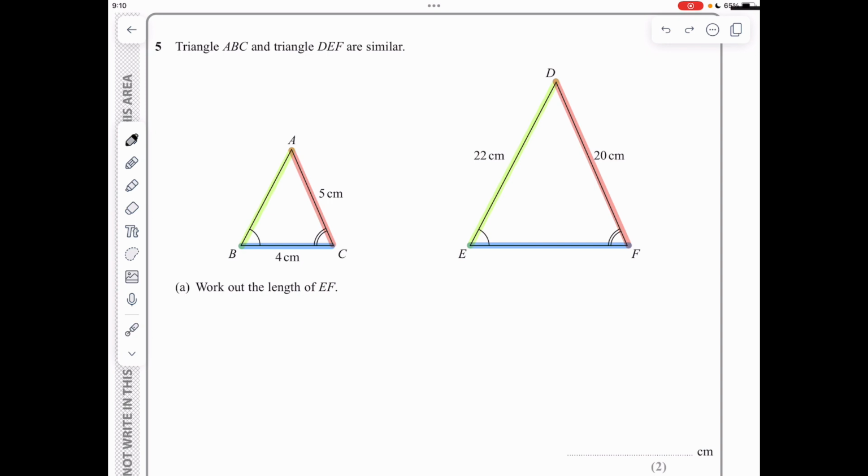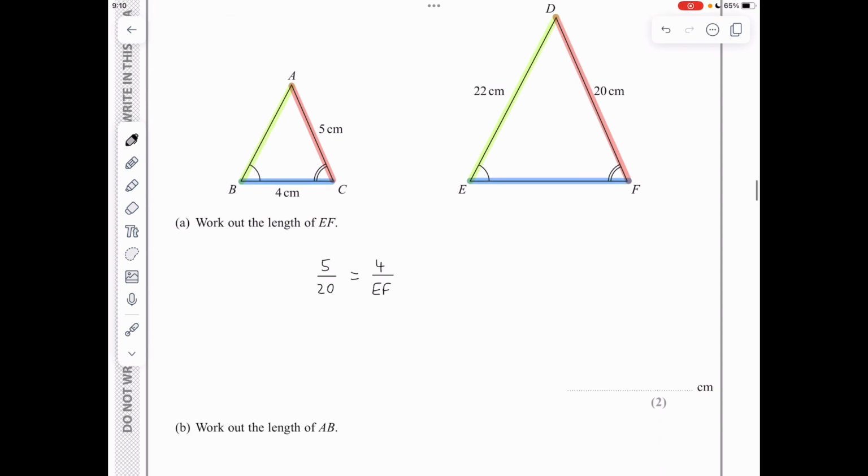So I can simply say that 5 over 20, which is AC over DF, is equal to 4 over EF, which is BC over EF. So we can then conclude that EF will be 20 times 4 over 5, and this gives an answer of 16 centimeters. In part B, we need to work out the length of AB. AB is here.